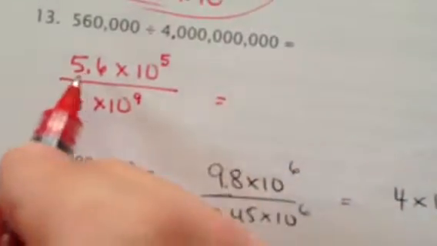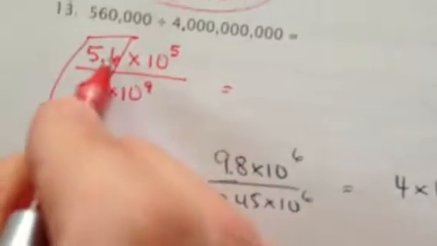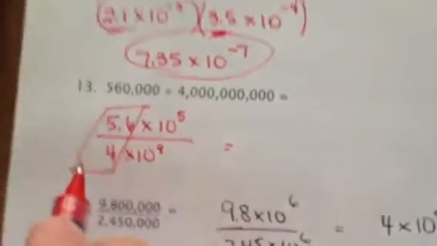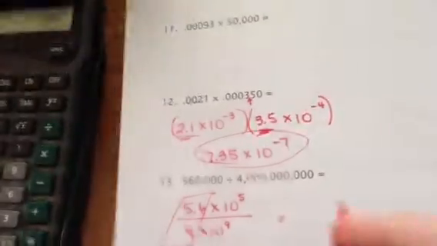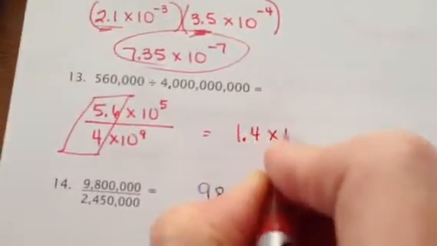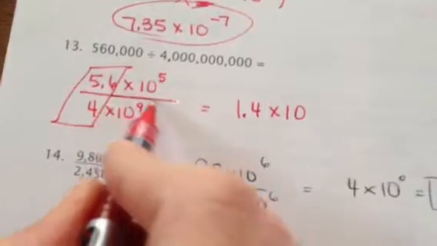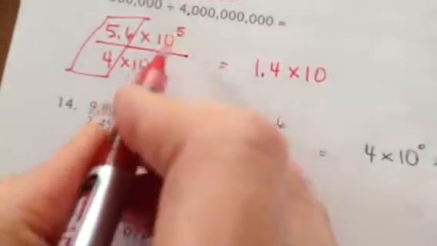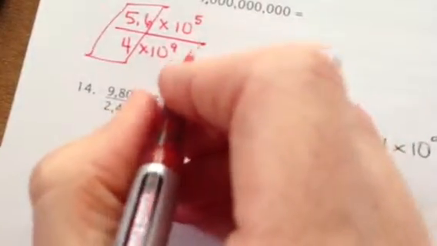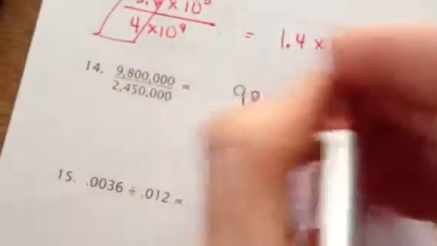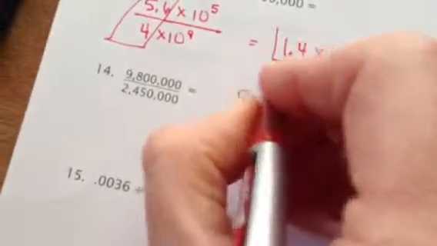Okay. Now, when you're dividing, take these numbers, hit them in your calculator. 5.6 divided by 4 gives me 1.4. Now, when you're dividing, this line means dividing, what do you do with your exponents? Do you remember? No, you add them when you multiply. So if I'm dividing them, I'm going to subtract. And 5 minus 9 is a -4.